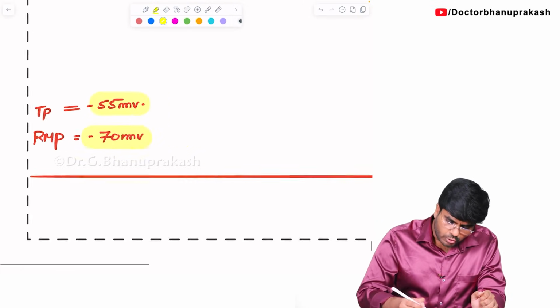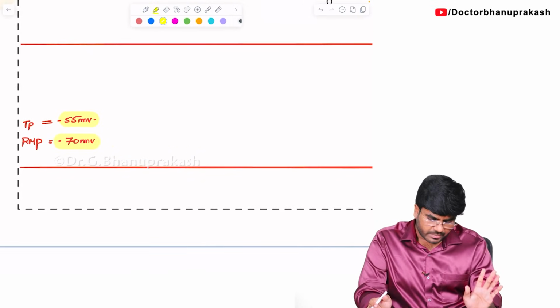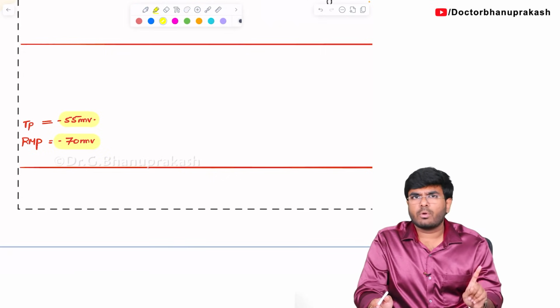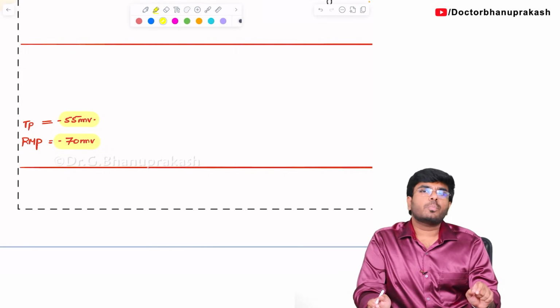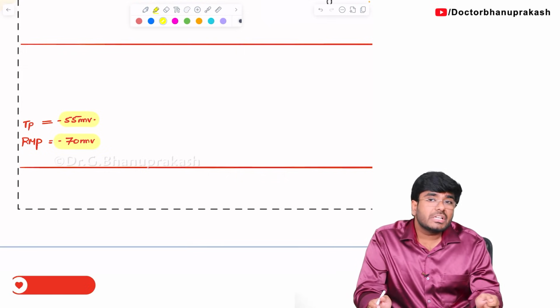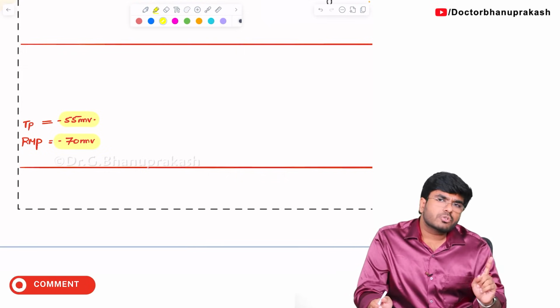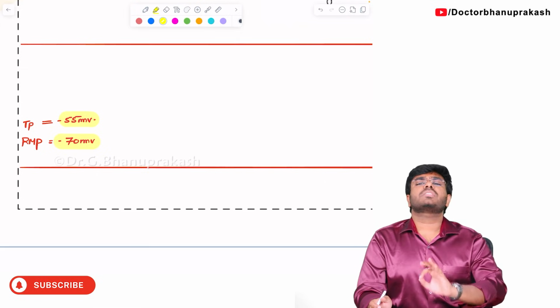So what exactly is this threshold potential? First I explained what the resting membrane potential is. Now I am telling you there is one more value called the threshold potential, which is minus 55 millivolts. The threshold potential is the potential at which depolarization will happen, for sure.